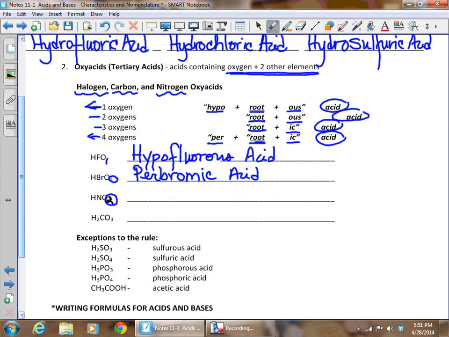HNO2 has 2 oxygens. Since it has 2 oxygens, we're going to use the second rule for 2 oxygens up here. It doesn't have a prefix, it simply starts with the root, nitr, and it's going to end with ous, so nitrous acid.